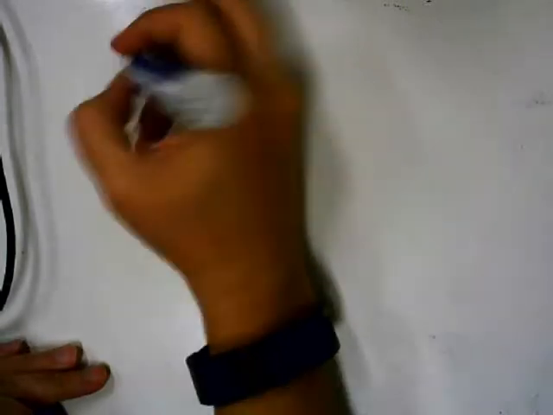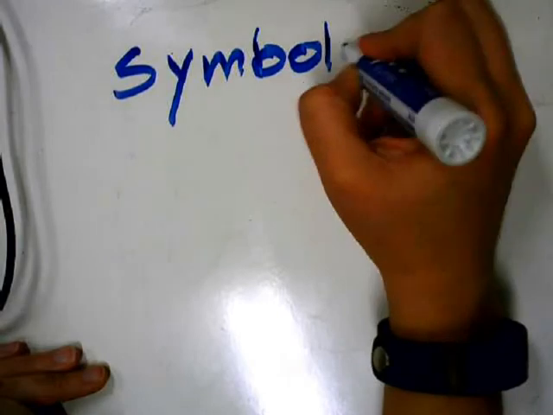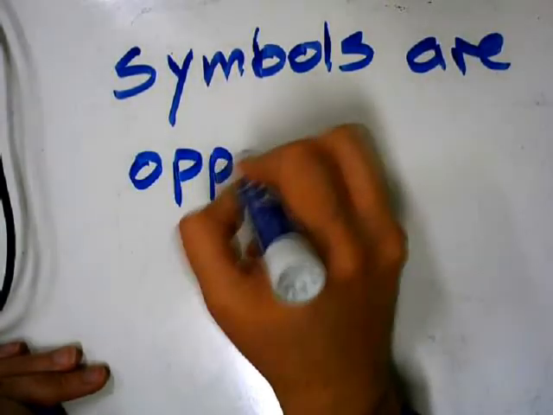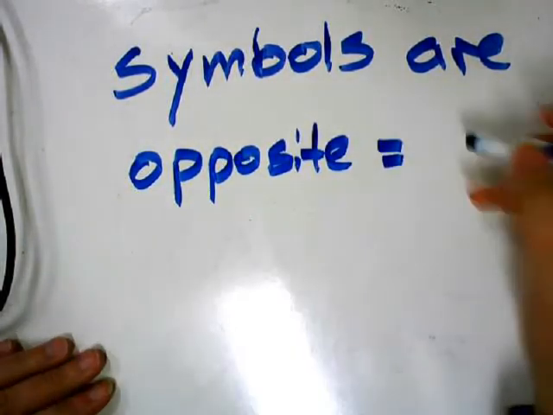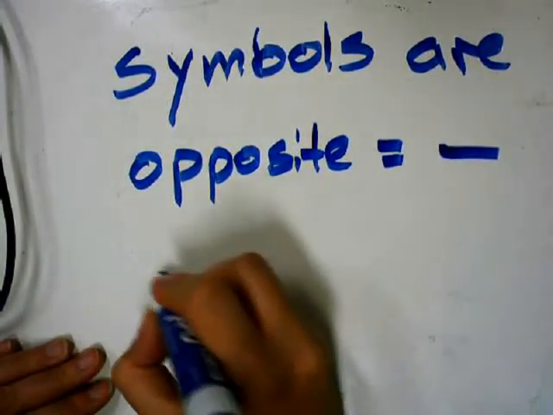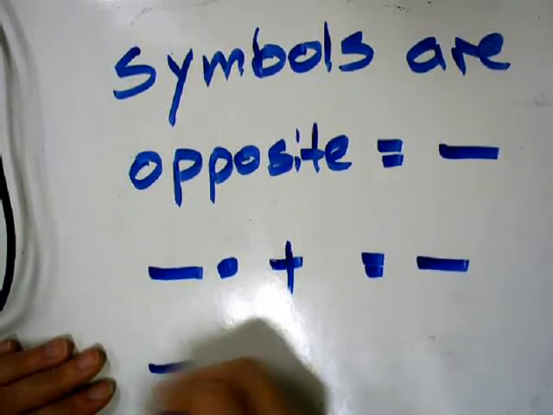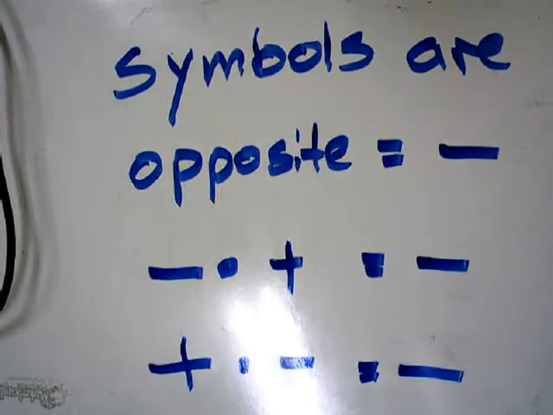When the symbols are opposite, let's actually spell this right, guys. Symbols are opposite. That's going to mean that your answer is going to be a negative. So if you have a negative times a positive, that's going to equal a negative. And a positive times a negative is also going to equal a negative. So when symbols match, it's a positive. When symbols are opposite, the answer is always going to be a negative.